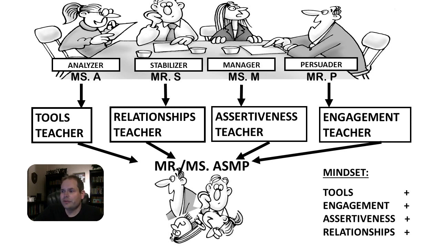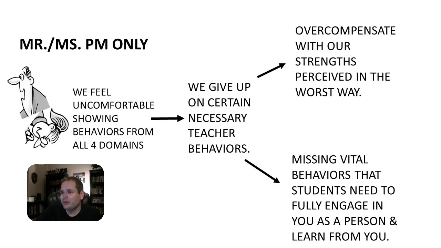Tools, engagement, assertiveness, and relationships. Here's the thing. If we feel uncomfortable showing the behaviors, we're going to give up on necessary behaviors. But if we give up on necessary teacher behaviors, here's what happens. We overcompensate with our strengths. When kids start to mess around, the Miss M's, they go from being assertive to being mean.